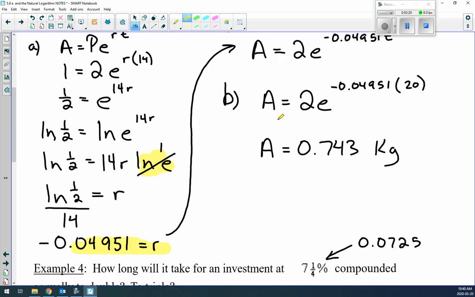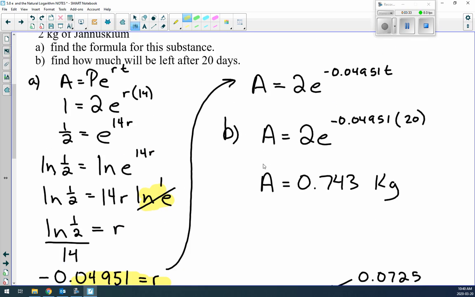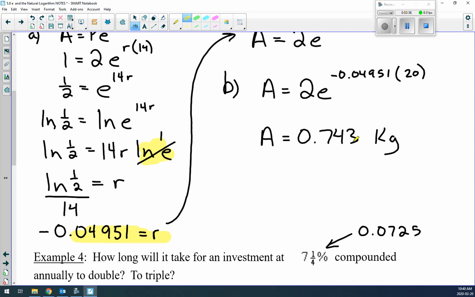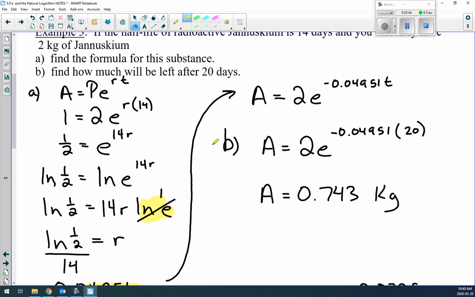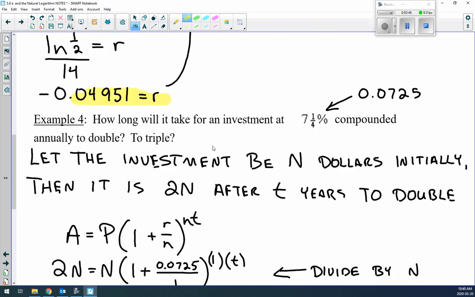So we can just do the math. A equals 2e, all of this. We find out, okay, after 20 days, we're going to have 0.743 kilograms. Now, if you think about that, that actually makes sense. If the half-life was 14 days, this is more than the half-life, so we should end up with less than 1 kilogram. Okay, example number 4 here.